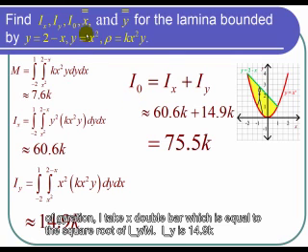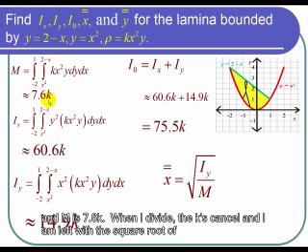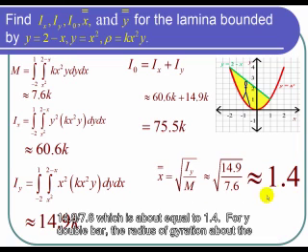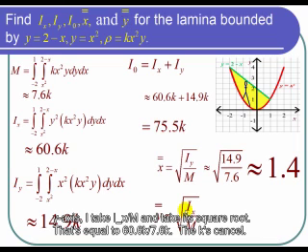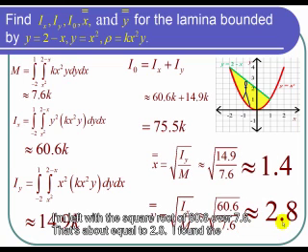For the radii of gyration, I take x double bar, which is equal to the square root of I sub y over m. I sub y is 14.9 k, and m is 7.6 k. So when I divide, the k's cancel, and I'm left with the square root of 14.9 divided by 7.6, which is about equal to 1.4. For y double bar, the radius of gyration about the y-axis, I take I sub x over m and take its square root, and that's equal to 60.6 k divided by 7.6 k. The k's cancel, and I'm left with the square root of 60.6 over 7.6, and that's about equal to 2.8.